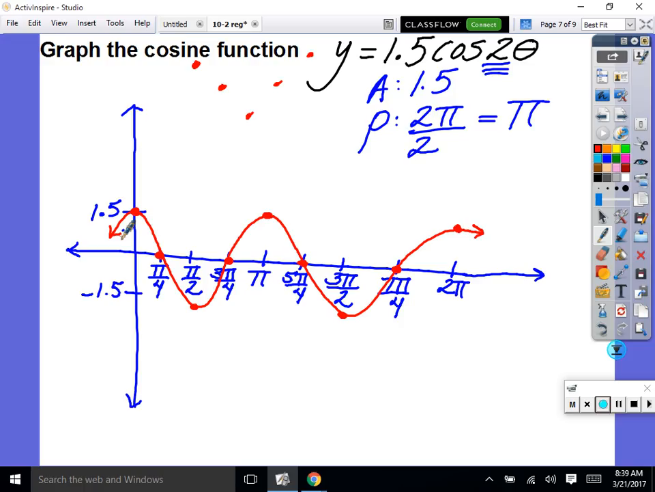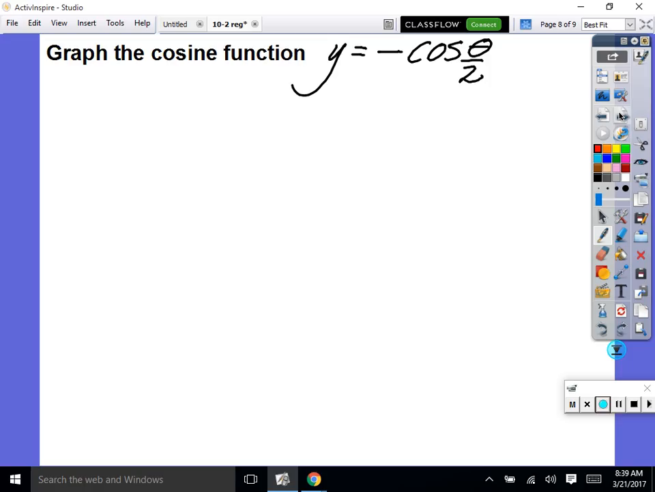All good? Okay, let's do this one. Quickly, let's graph this one, and then if you guys feel confident, I'm just going to stop there. I won't do more examples if you feel super confident. Okay, here we go. Graph the cosine function. So we'll draw in our x, y once again.